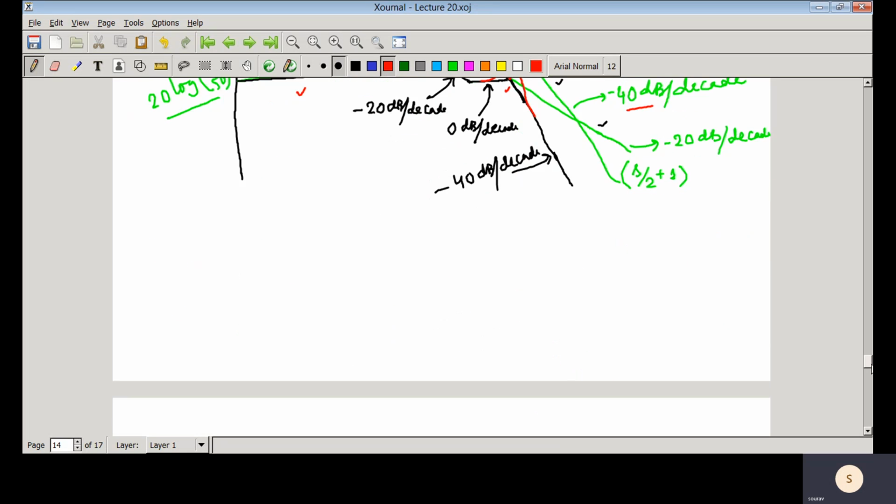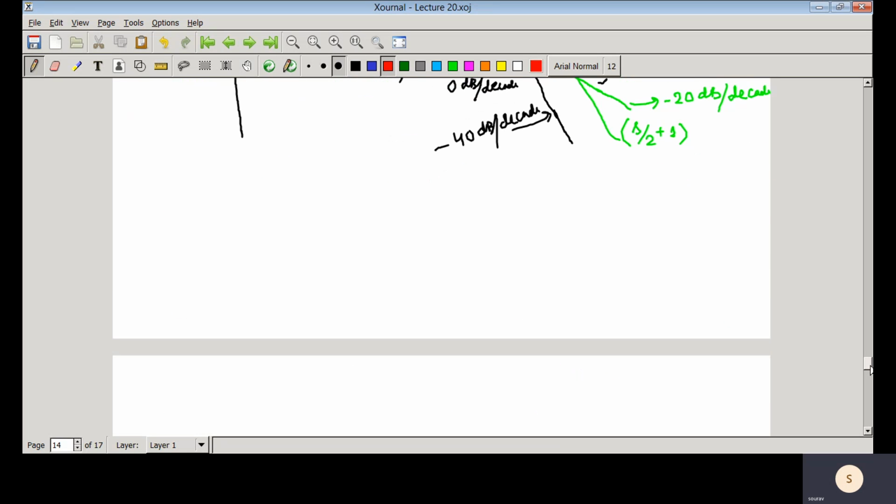So let us discuss two important concepts in control systems analysis and design. So one thing is, there is a class of system which is called the non-minimum phase system.